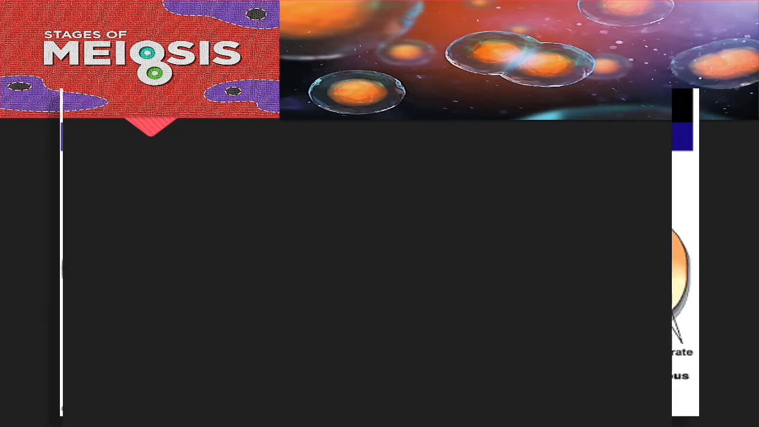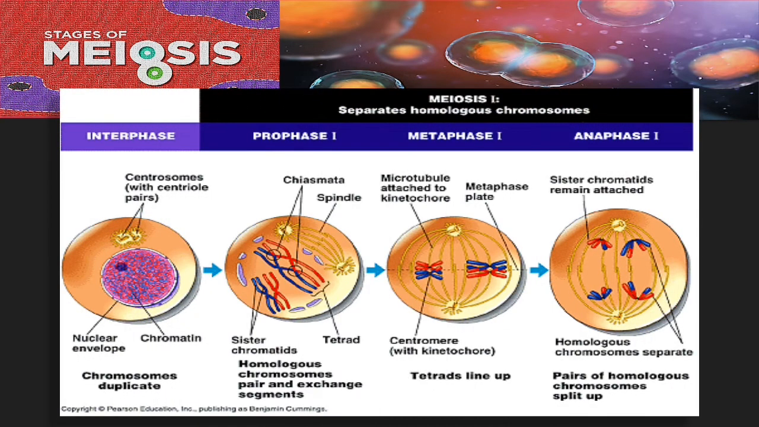Meiosis is a 2-step process that occurs in the reproductive organs, and the process is divided into 2 types. Meiosis 1 reduces the chromosome number to half, and it is known as reductional division. Meiosis 2 is just like the mitotic division. Meiosis 1 consists of the following steps: the interphase, prophase 1, metaphase 1, and anaphase 1.